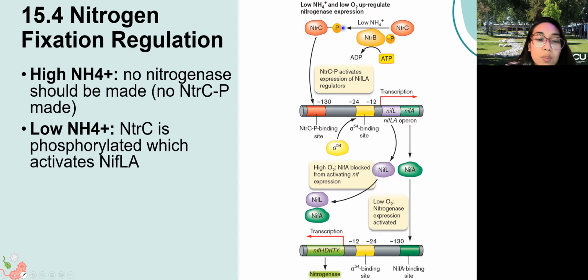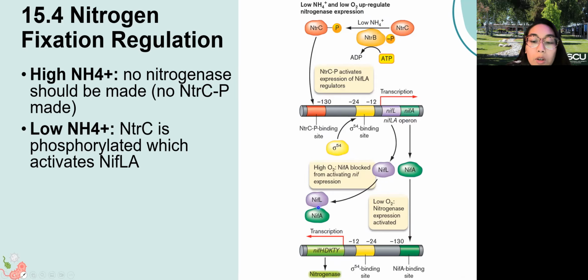Okay, so we have NTRC-P, the phosphorylated version, and it goes over here and basically turns on these two genes, NIF-L and NIF-A. And NIF-L and NIF-A are super important because they're going to be controlling the nitrogenase gene. They're going to be turning it on or off. Okay, cool. So that's that part. So low NH4 is what turns on NIF-L and NIF-A, and those two things are going to be important when we need to turn this gene on. Now, remember I told you that we also need to have low oxygen levels, because if there's high oxygen levels, then the nitrogenase enzyme doesn't work anyway, so what's the point?